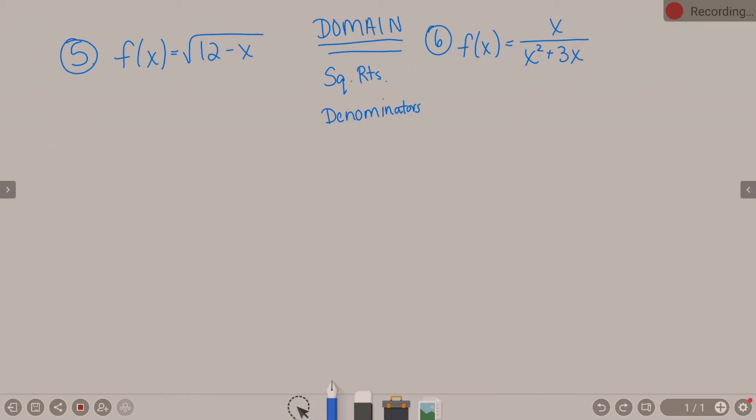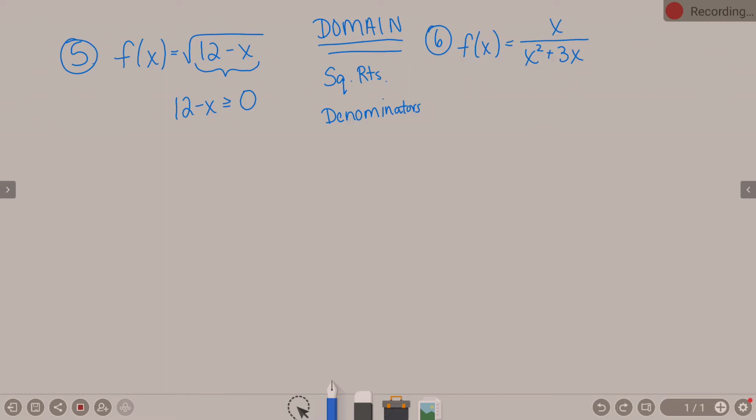Now, as we look at number 5, what do we have in number 5 we need to be concerned about? There is a square root, right? And as we look at this square root, any value under a square root must be what? Has to be positive, right? So whatever you have under your square root, in this case 12 minus x, we're going to take that and set it greater than or equal to 0, because we want whatever is under that radical to be greater than or equal to 0. We want it to be a positive value.